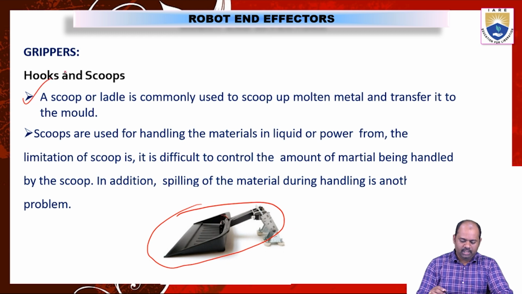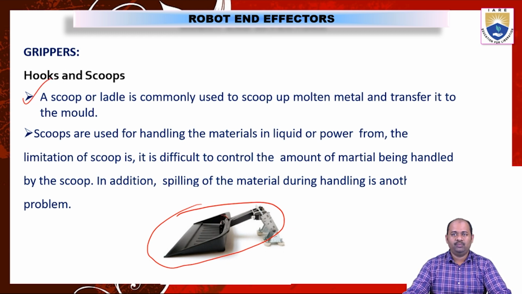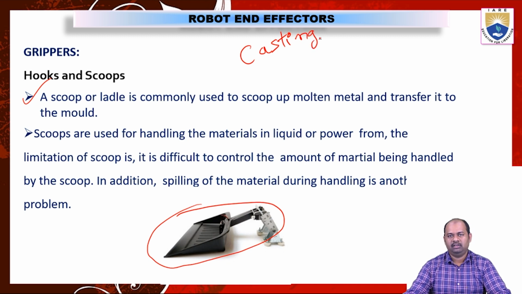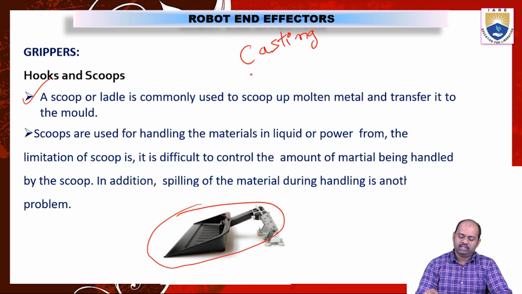And see here, a scoop or ladle is commonly used to scoop up molten metal and transfer it to the mold. Generally, the scoop is used for lifting the molten metal from the crucible or the furnace, and this metal is transferred to the mold cavity. We all know in manufacturing processes we deal with the process called casting. This is the first basic process which we learn in manufacturing practice or production technology. So in casting, if we want to automate the casting process, we can automate things like filling the cope and drag.